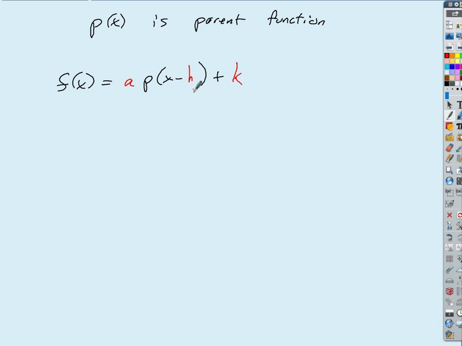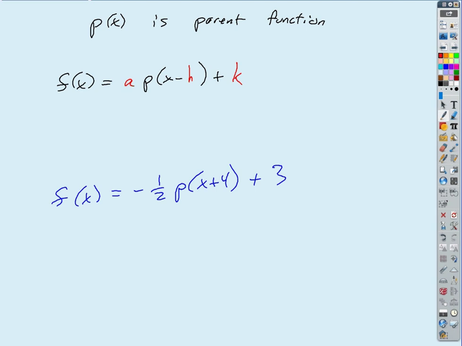So for example, if I had the function f of x equals negative 1/2 times p of x plus 4, plus 3. You tell me now, what are the values of a, h, and k there?